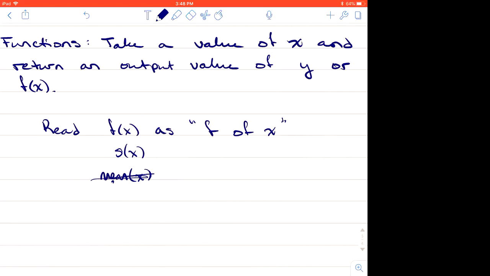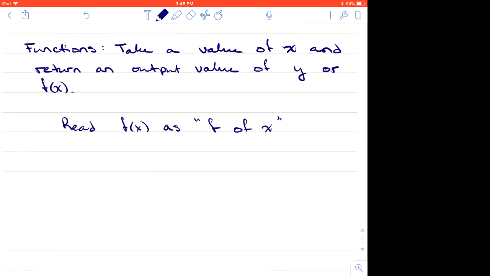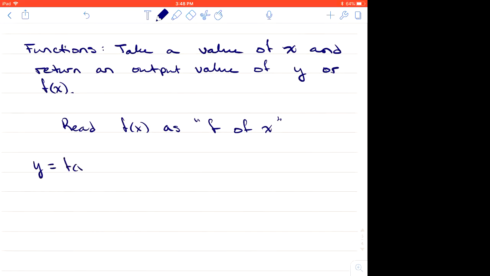Scratch that. Okay, so f of x is just saying that, hey, here's a function where I need a value of x, and then I can give you an output value of y. So y is the same as f of x. So when you see f of x, you can just in your mind read y. Right? That's fine.